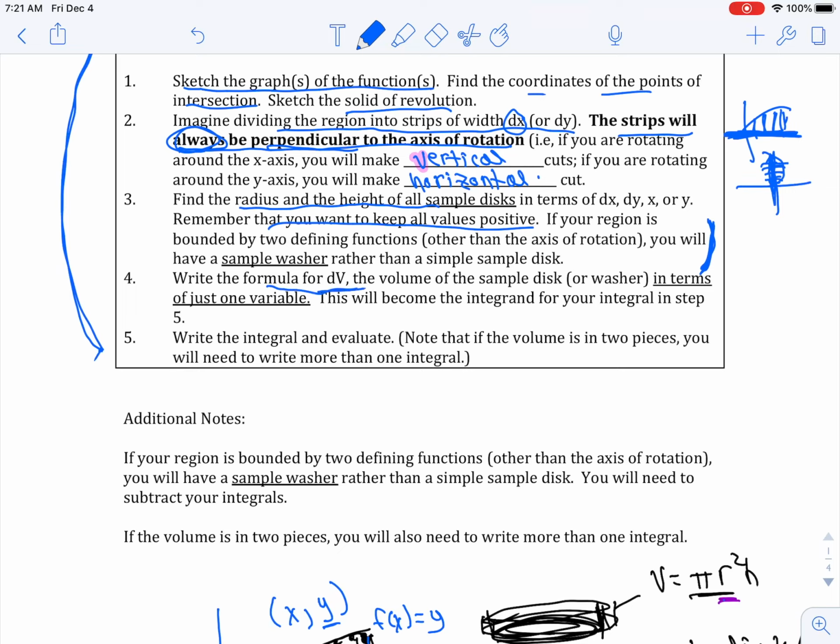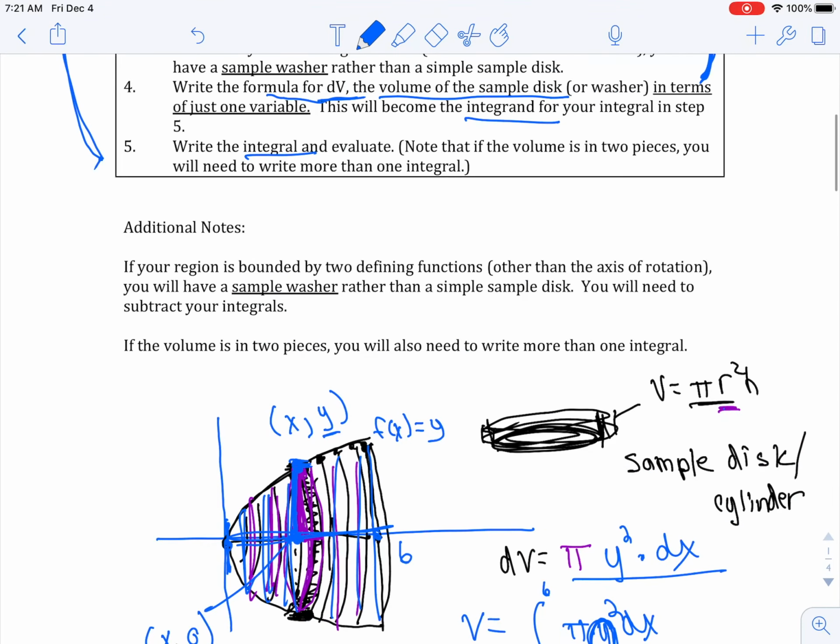All right, then you're going to find the formula for dV, the volume of the sample disk. We did that just a minute ago. And then that becomes the integrand for your integral. Then you set up the integral and you evaluate. All right, so I'm going to stop here and we will do the first example.